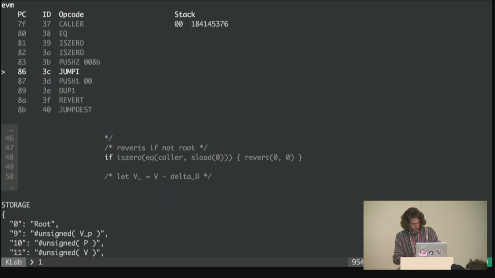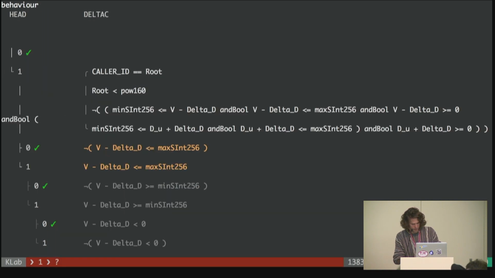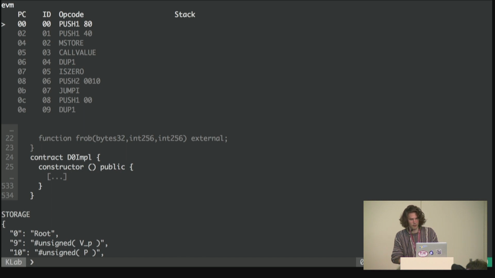By running this tool on various programs, we are able to explore the complete behavior of smart contracts. And given a specification, we can see that they actually match it by exploring all possible execution paths.